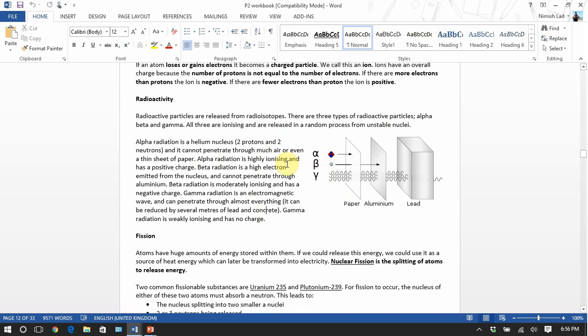So remember, radioactive particles are released from radioisotopes. 3 types of radiation: alpha, beta and gamma. They're all ionizing, and they're released in a random process from unstable nuclei. So radioactivity comes from unstable nuclei and it's random. Okay, it's completely unpredictable. So let's have a look at these. I will do a table.